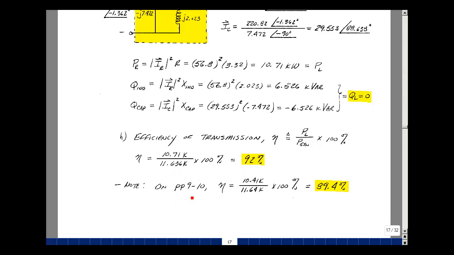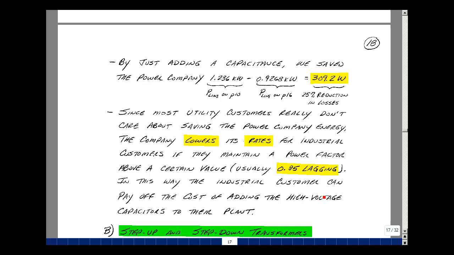I didn't do this in the last example, but if we repeat this for the example on pages 9 to 10, which is our original complex power system, power that was absorbed by the load was 10.41 K and generated 11.64 K. And that's 89.4%. So by just adding a capacitance across the load, I was able to save the power company 309.2 watts. Power that was being lost in the wires before, and now there's some reduction in that loss.